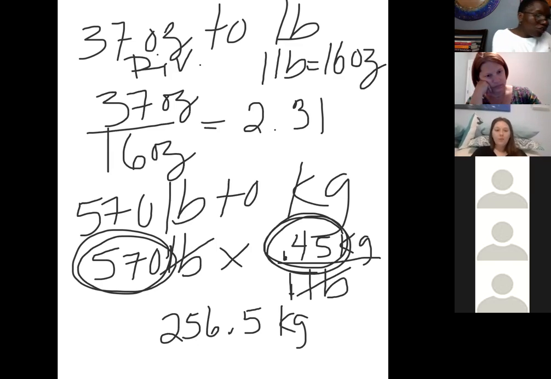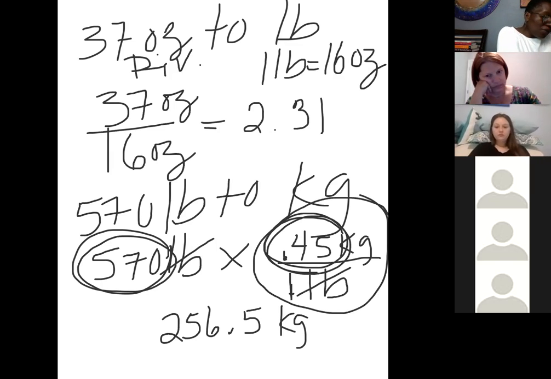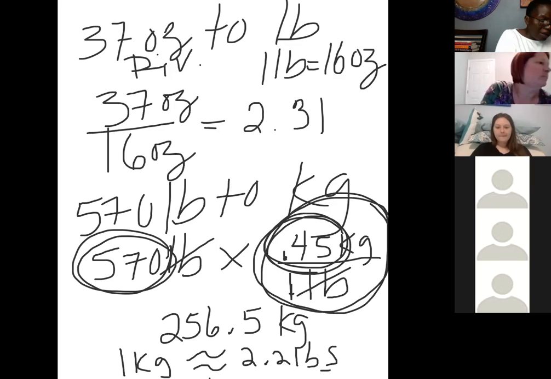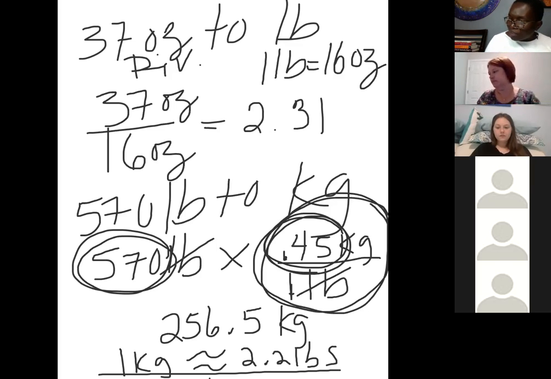Okay. And what's 1 kilogram equivalent to? It's the one right there. 1 kilogram is approximately 2.2 pounds. Now, if you have that formula sheet that I gave you last week, this is included at the bottom. It's under weight measurement. It says conversions between systems, and it's in that second column. 1 kilogram is approximately 2.2 pounds.